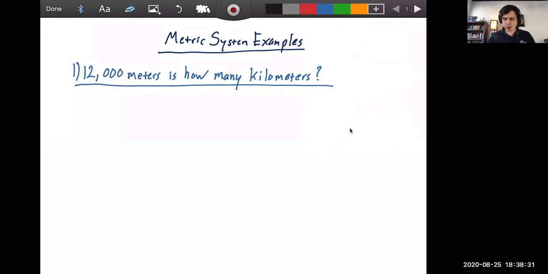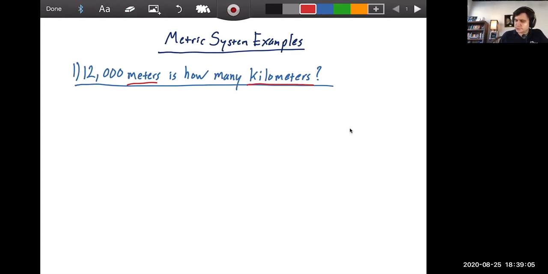Okay, so our first example, question number 1. 12,000 meters is how many kilometers? So the first thing that I want to do is note that I'm going from meters to kilometers. And I have 12,000 of these meters. This is what I'd rate as a pretty easy question because you could probably already start guessing what the answer is. 12,000 meters should be 12 kilometers because kilo means 1,000.